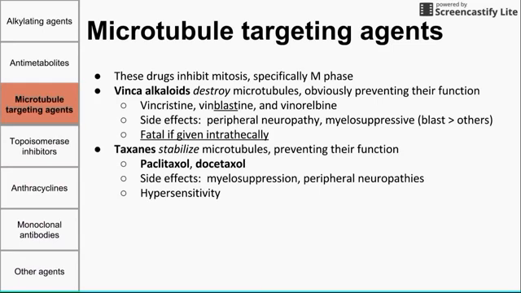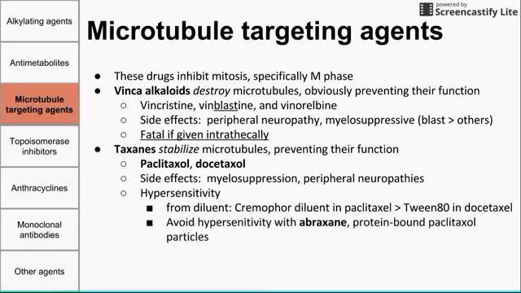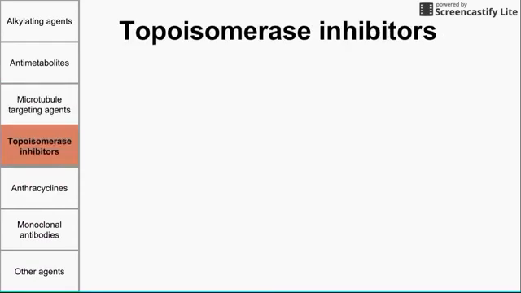It's important to note that the hypersensitivity doesn't come from the drugs, doesn't come from paclitaxel and docetaxel directly, but rather it comes from the diluents that the drugs are dissolved in. These diluents, Cremophor and Tween 80, both cause hypersensitivity. The one from paclitaxel, Cremophor, is a little more potent. If we don't want to deal with this hypersensitivity, we could also administer Abraxane, which is a different formulation of paclitaxel. It's protein-bound paclitaxel, and it helps us avoid the hypersensitivity that's involved with the Cremophor diluent in paclitaxel. One of the trade-offs of using Abraxane versus paclitaxel is that you have more neuropathy. So you have less hypersensitivity, but more neuropathy.